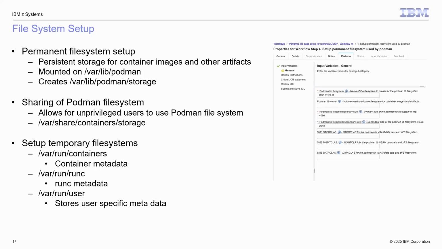After that, you'll be setting up the temporary file systems, those being /var/run/containers, /var/run/runc, and /var/run/user. All of these will store the various metadata, the first two for UID0 users, and the third one for non-UID0 users.